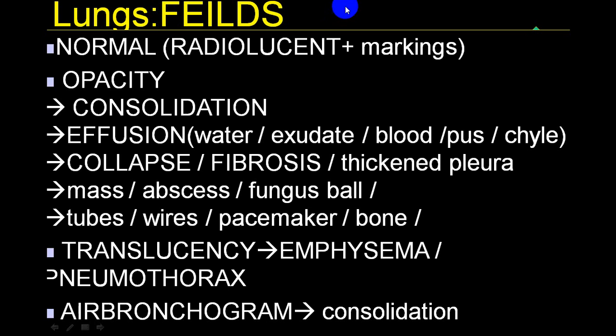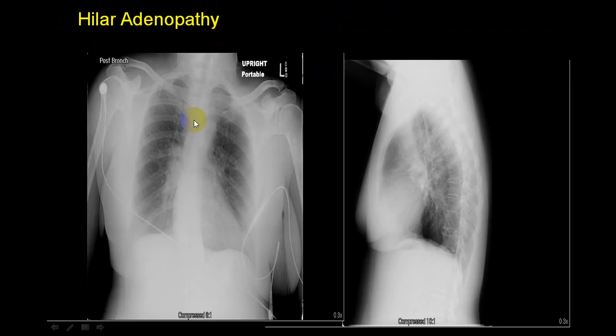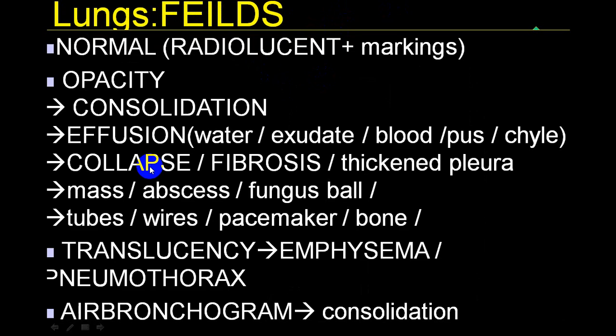Now, there are 2 types of shadows which you can see in the lung fields. You try to look for the shadows in this lung field, which are radiopaque or radiolucent shadows, or a permutation combination of that.